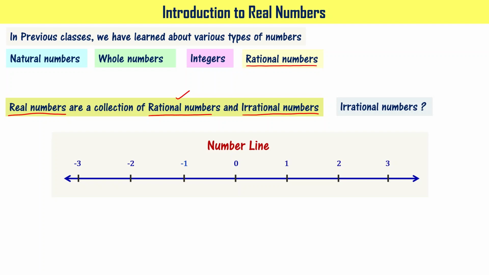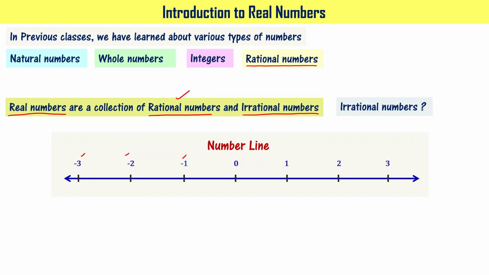You must have seen this number line, right? On this number line we have represented 0, 1, 2, 3, minus 1, minus 2, minus 3, and so on, right? This number line is a number line for integers where you have 0, 1, 2, 3, 4, 5, 6, 7, 8 and so on, minus 1, minus 2, minus 3, minus 4, minus 5 and so on. This collection of numbers is called integers, right?